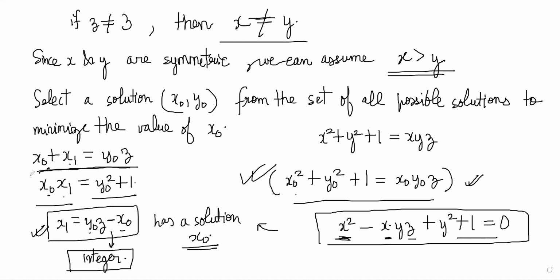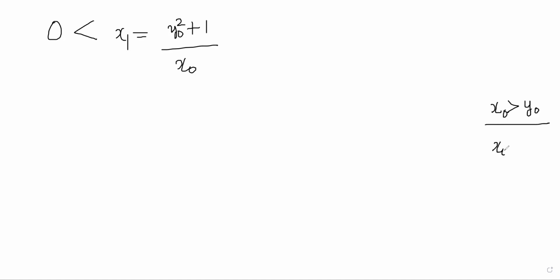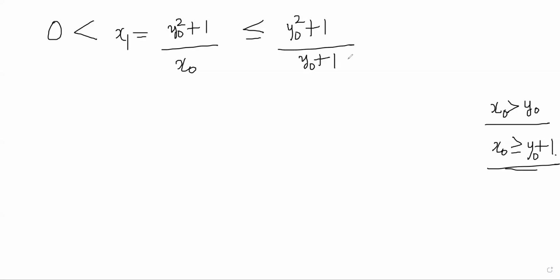Now we are going to show that actually these inequalities are true: 0 < x1. x1 is the other root, which is equal to (y0² + 1)/x0. And since we had assumed that x is greater than y, so x0 was greater than y0, obviously x0 ≥ y0 + 1. So we can write x1 ≤ (y0² + 1)/(y0 + 1), and that is clearly less than or equal to y0.